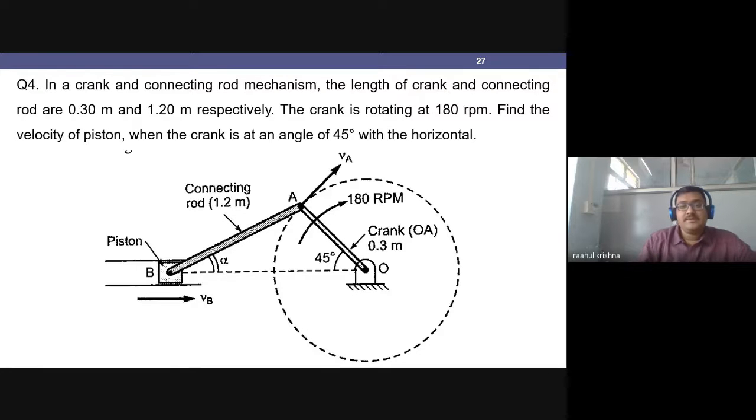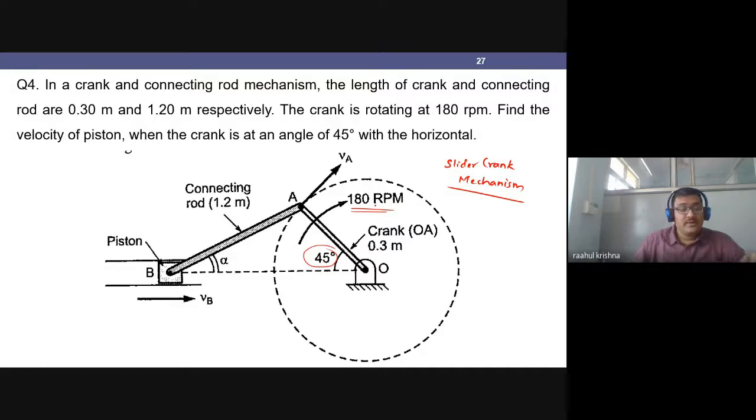Now we'll proceed to the two link mechanism. Again, it's a crank slider mechanism, or as we all know, a slider crank mechanism. Here my point O is fixed, and at this particular instant my crank is at an angle of 45 degrees, and the rotation is given as 180 RPM.